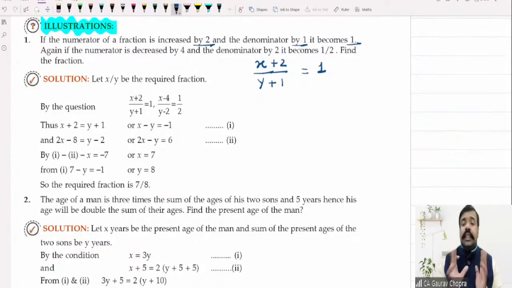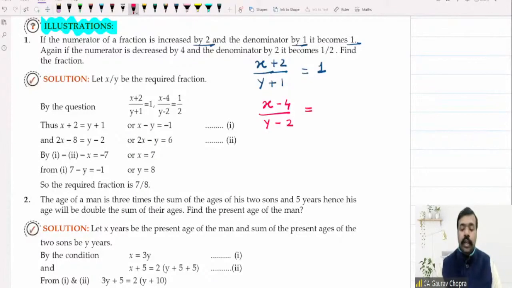So it is very much easy to form the equation. Just read statement by statement and apply. Now, again, if numerator is decreased by 4 and denominator by 2, now this time we are decreasing. So let's decrease x by y, and we are decreasing. So minus 4 and minus 2. It is equal to 1 by 2.